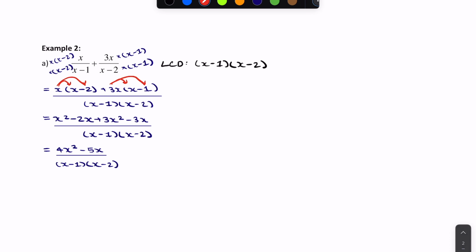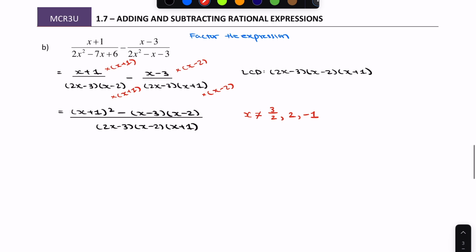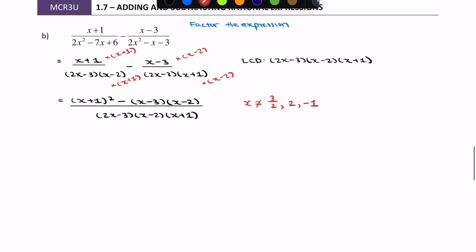Here, actually, in the second example, I didn't write a restriction, so again, these restrictions would be x cannot be equal to 1 or 2 here. Okay, so back to this question here as well. So here, again, if we look at this, x cannot be equal to 3 over 2, 2, and negative 1.